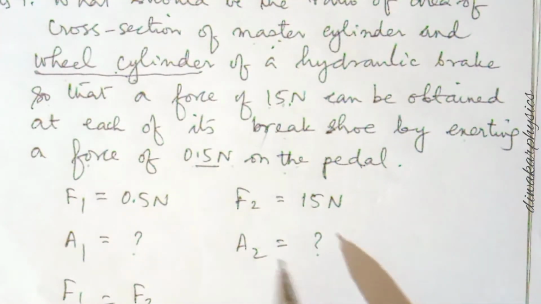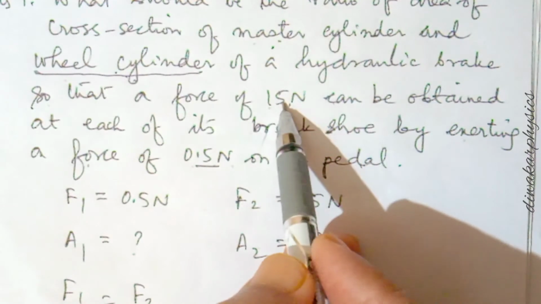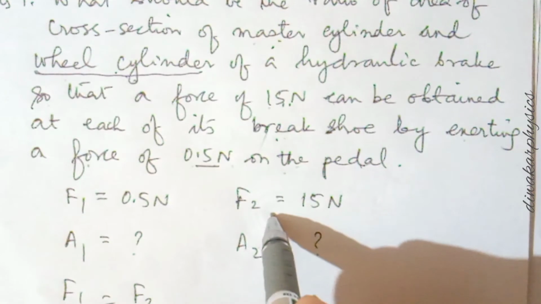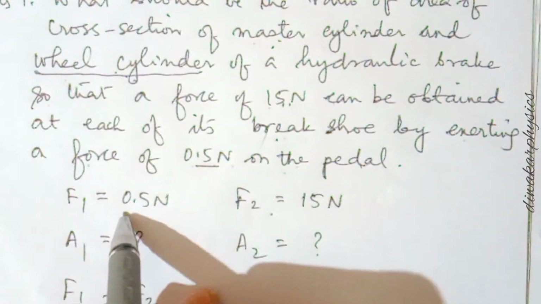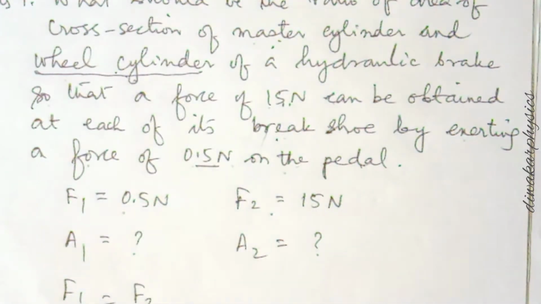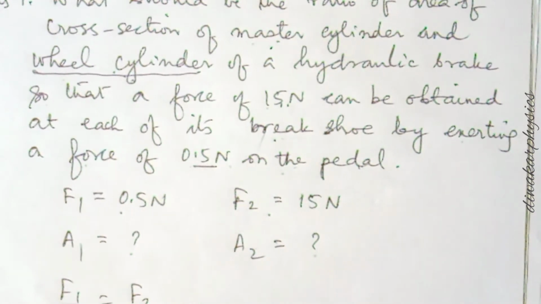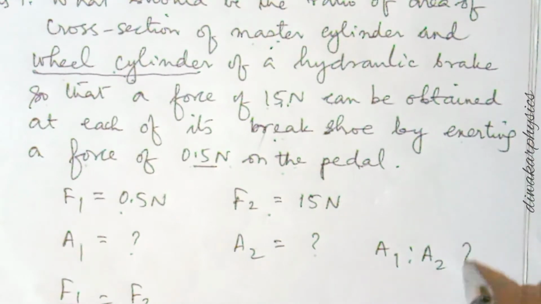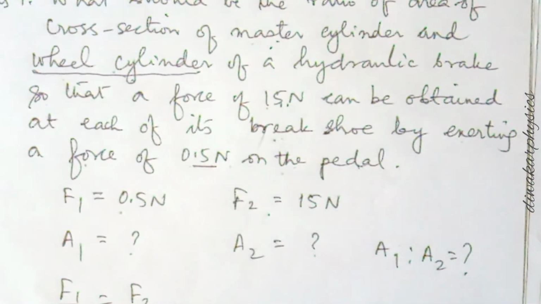So this you have to maintain. So as I told, 15 Newton is obtained on the brake shoe. So that means this is the wheel cylinder, and that means this is the master cylinder. Okay, this is the master cylinder. So A1 by A2 you have to find. What is this ratio? This is what is required according to the question.